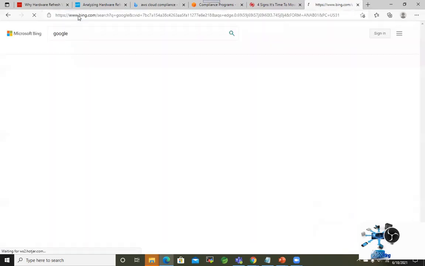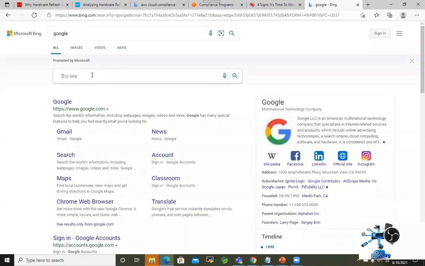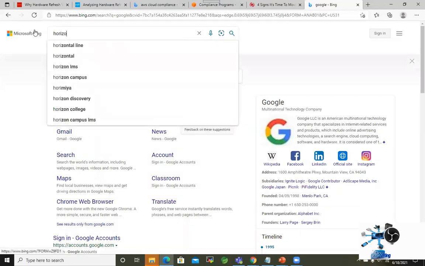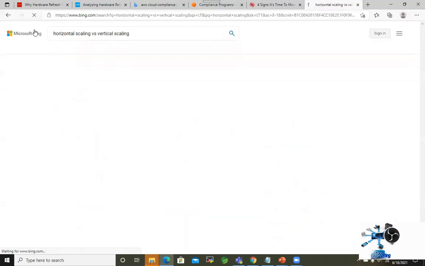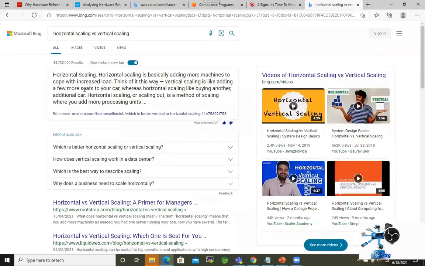If you just get the definitions of this, on scaling, you have horizontal scaling. This is what I just mentioned. Horizontal scaling, right? Versus vertical scaling. Horizontal scaling is basically adding more machines to cope with increased workload. That is, you are horizontally expanding. Vertically is you are plugging more hardware resources into the existing machine. So that's the difference between these two, right?